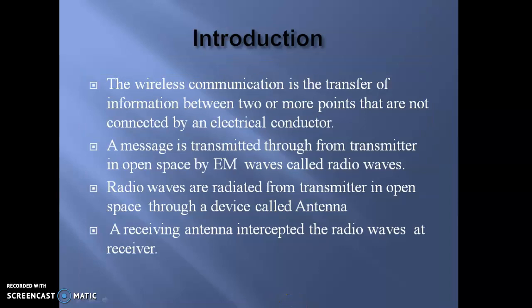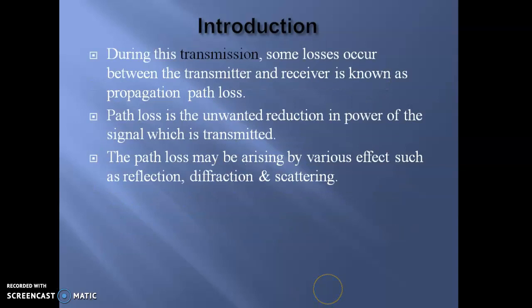First of all, I introduce wireless communication: the transfer of information between two or more points that are not connected by an electrical conductor. A message is transmitted from the transmitter in open space by EM waves called radio waves. As we know, radio waves are radiated from the transmitter through a device called an antenna, and the receiving antenna intercepts the radio waves at the receiver.